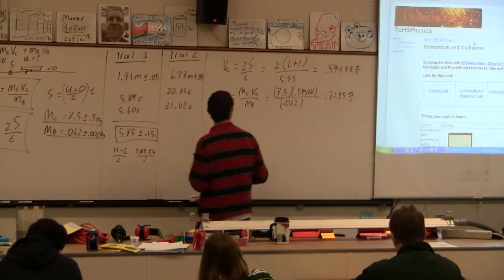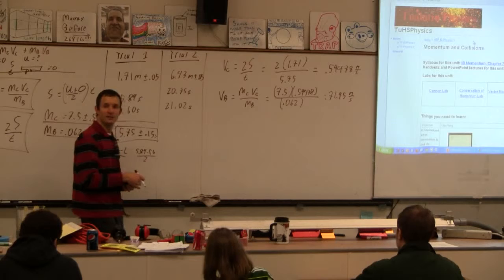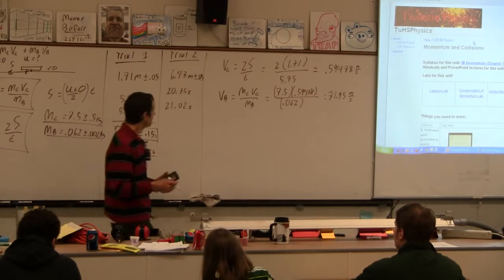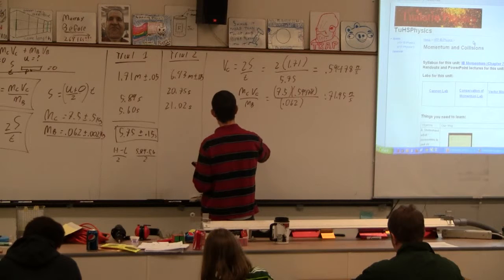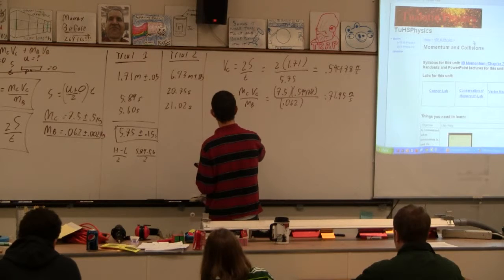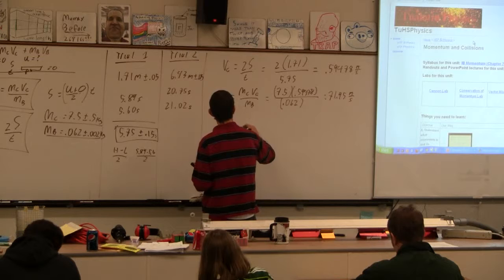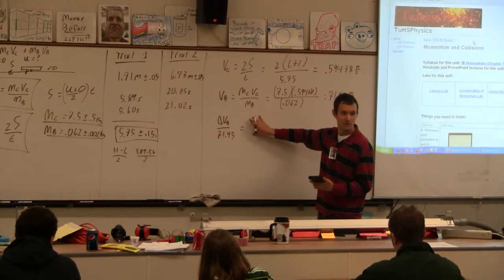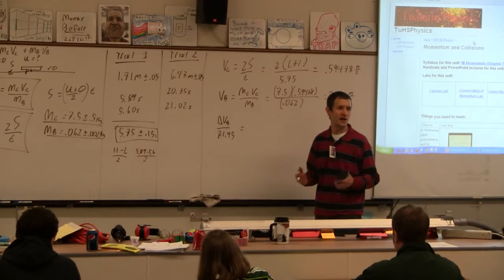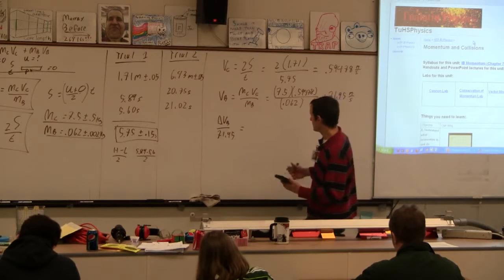Now, wouldn't a good scientist want to know what the uncertainty of this is? Yeah, they would. Okay, so the uncertainty of the velocity of the ball, which is 71.95. How do we do that? Don't we just add up all the fractional uncertainties of everything we measured? Yes. Because there's no squareds, there's no sine of anything, right? This is all really pretty straightforward, right?